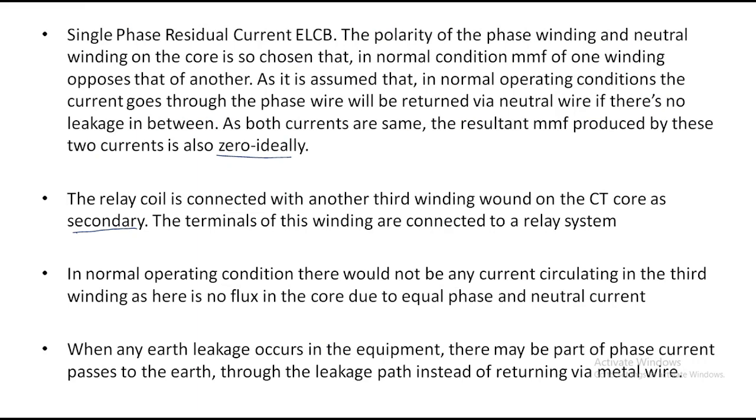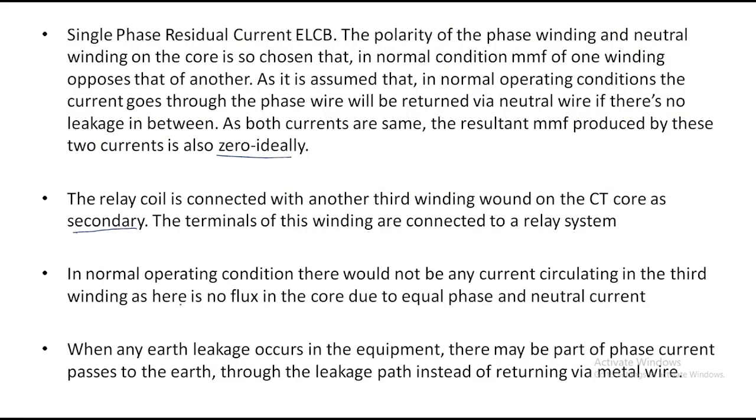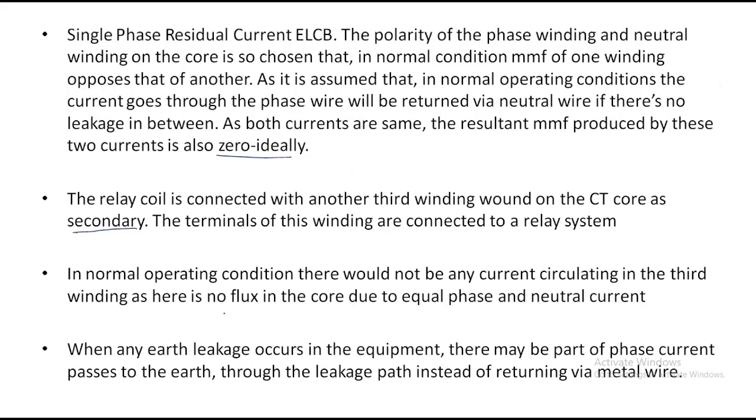In normal operating condition, there would not be any current circulating in the third winding. So in this winding there is no current in normal operating condition, as there is no flux in the core due to the equal phase and neutral current. Whenever the phase and neutral currents are equal, there is no problem, because whatever phase current enters, the same current returns.